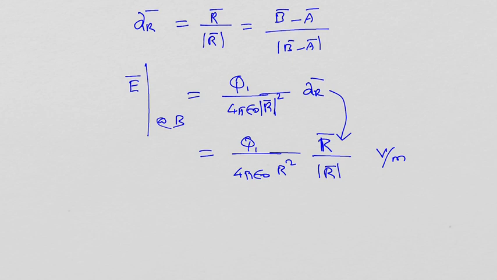In some cases, you may have to estimate only the magnitude which is exerted by Q1 on Q2 at point B, which will be simply taken as Q1 divided by 4 pi epsilon naught R squared, in volt per meter. Right, this is the electric field intensity.